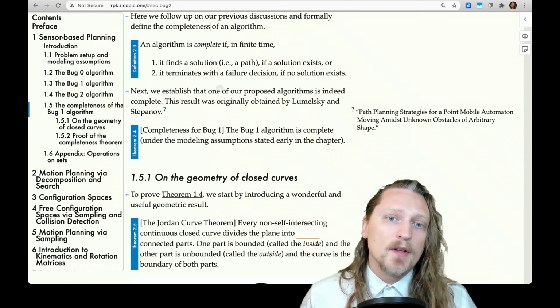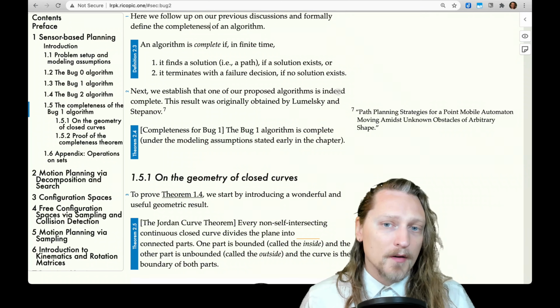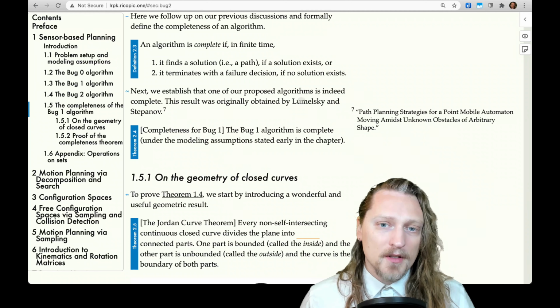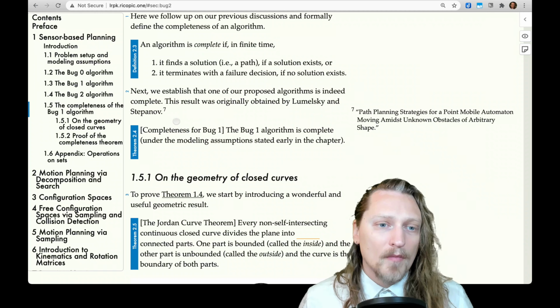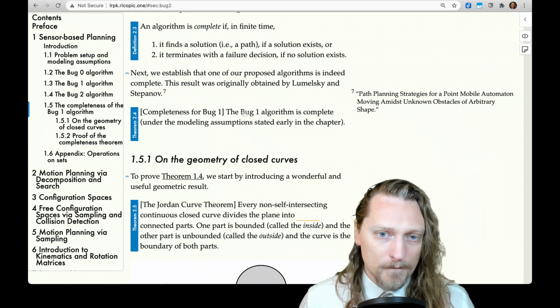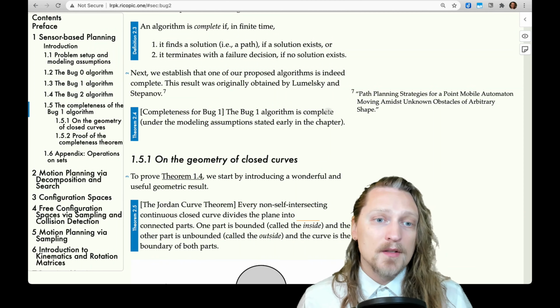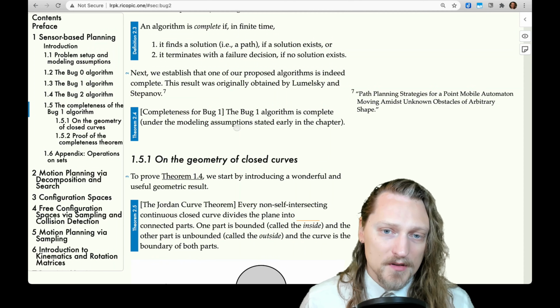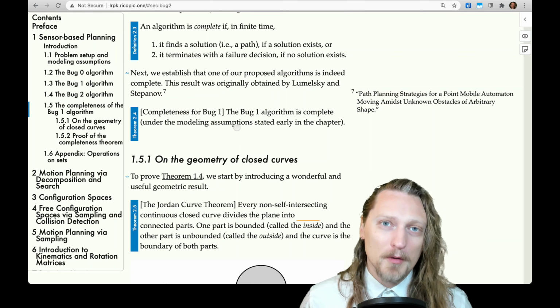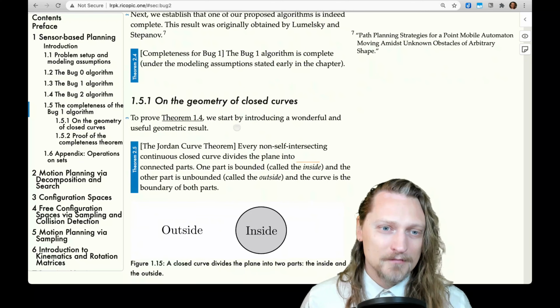Next, we establish that one of our proposed algorithms is indeed complete. This result was originally obtained by Lumelsky and Stepanov, so check out that paper. Theorem 2.4, the completeness for Bug 1. The Bug 1 algorithm is complete under the modeling assumption stated early in the chapter. So that's the theorem. We will prove it soon.